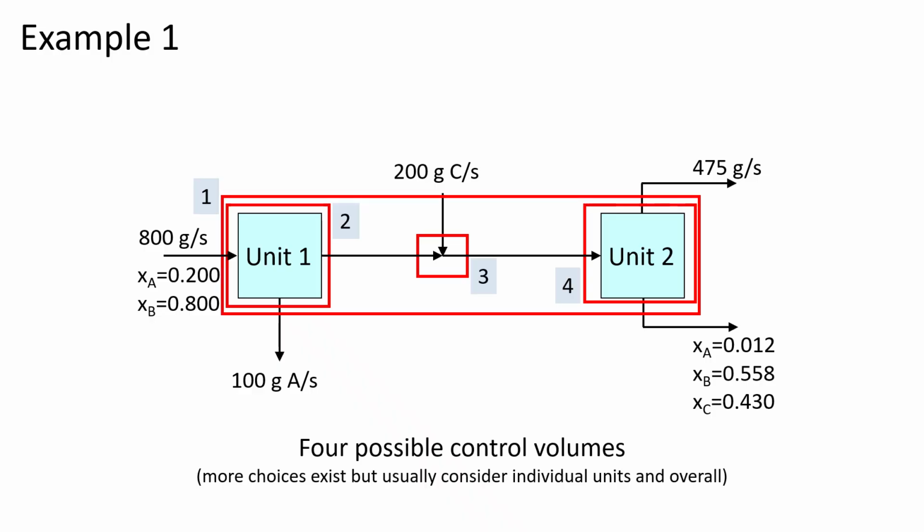Now, four control volumes are shown here, four possible control volumes, but there are other choices. For example, we could consider a control volume that goes around the mixing point and unit 1. Usually we don't consider those. We'll typically look at control volumes around individual units and then an overall control volume around the whole process.